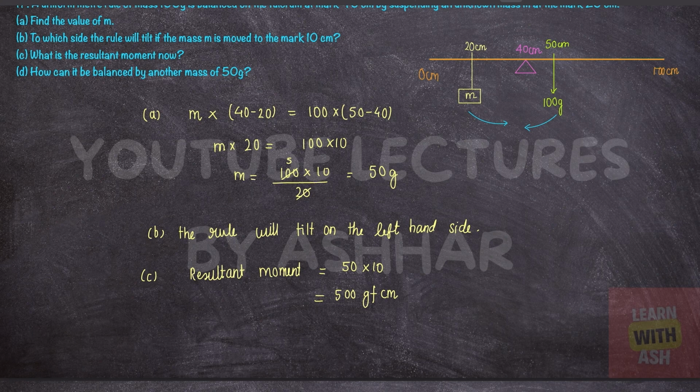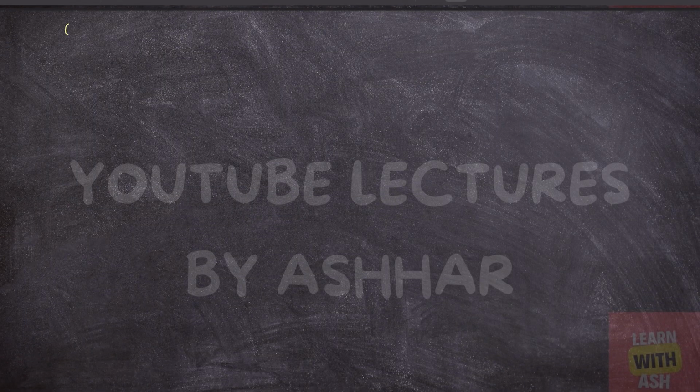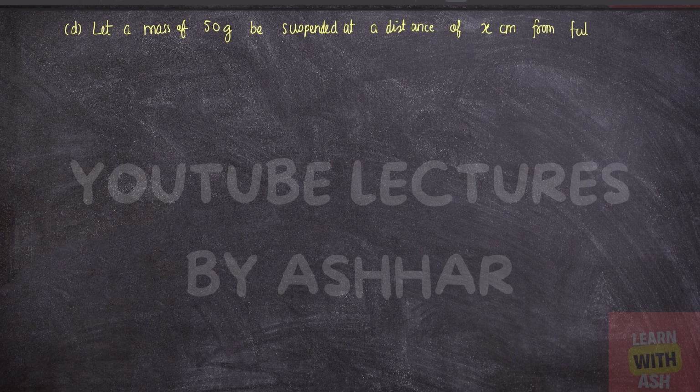So for that, I have to consider something like I can say that let a mass of 50 gram be suspended at a distance of x centimeter from fulcrum to the right side to balance the mass of 50 gram at the 10 centimeter mark.